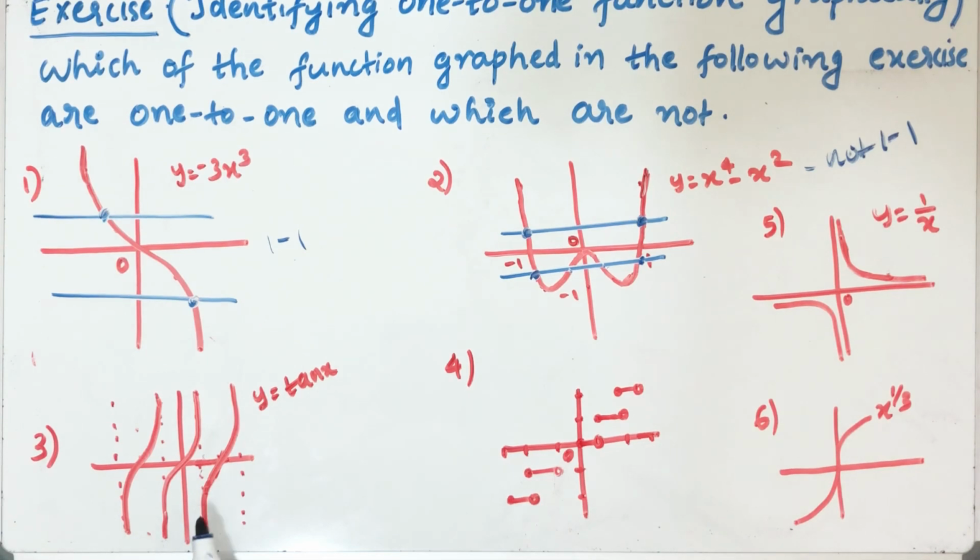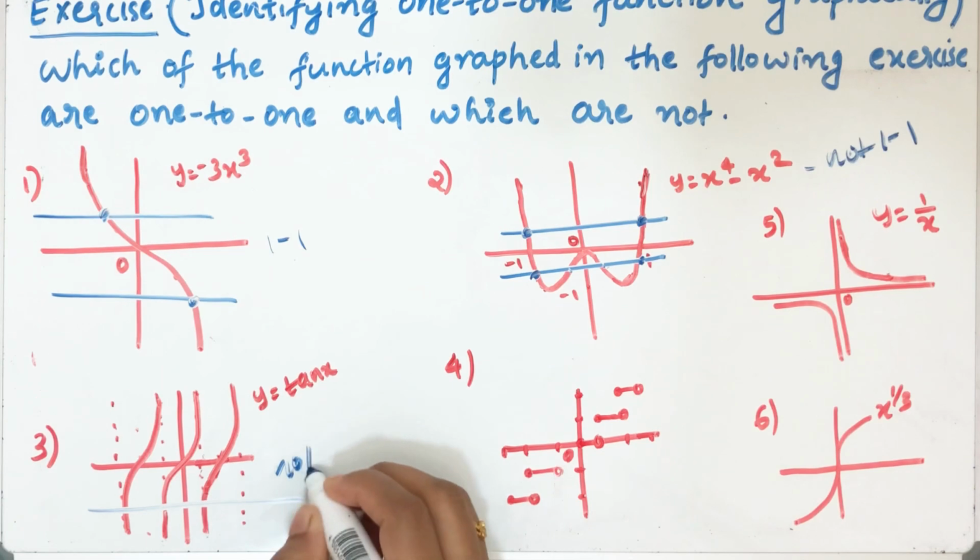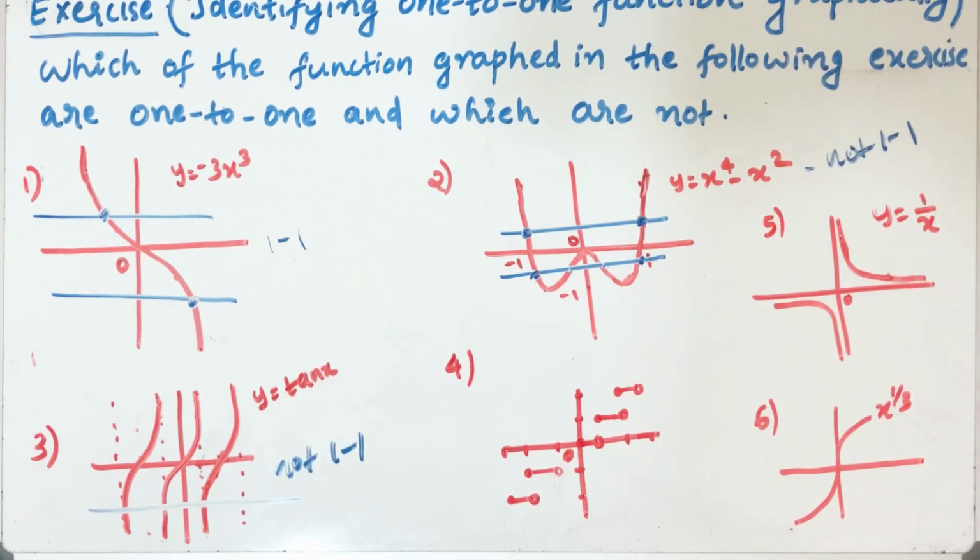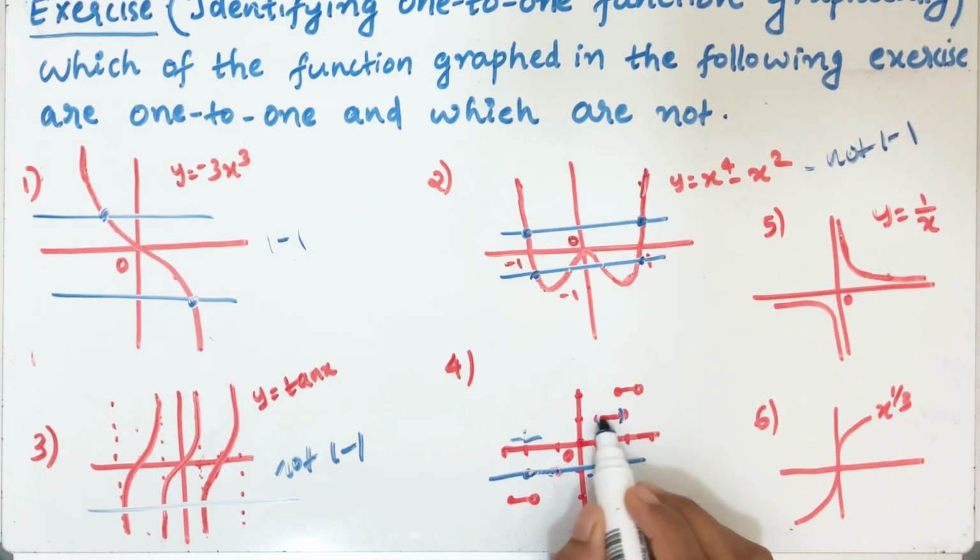Next, third question, y equal to tan x. Here each horizontal line meets at many points, more than once, therefore it is not 1-1. We have to show any one horizontal line. Next, the fourth question, the greatest integer function. If we take any horizontal line, it meets the graph at many points here. So it is not 1-1.